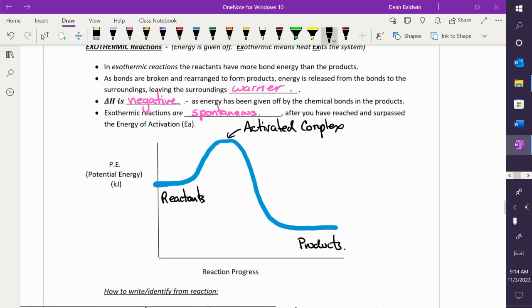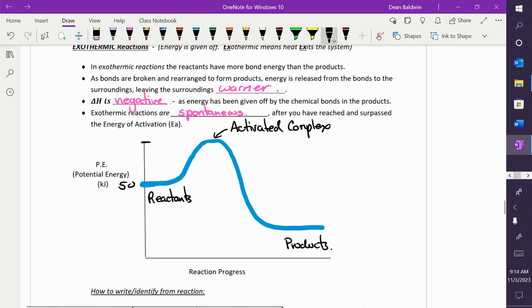So if we call this 50 kilojoules, we call this, I don't know, 60. I'm just making numbers up here. And we call this, we'll just call it 20. That doesn't look like a proper scale, but that's okay.